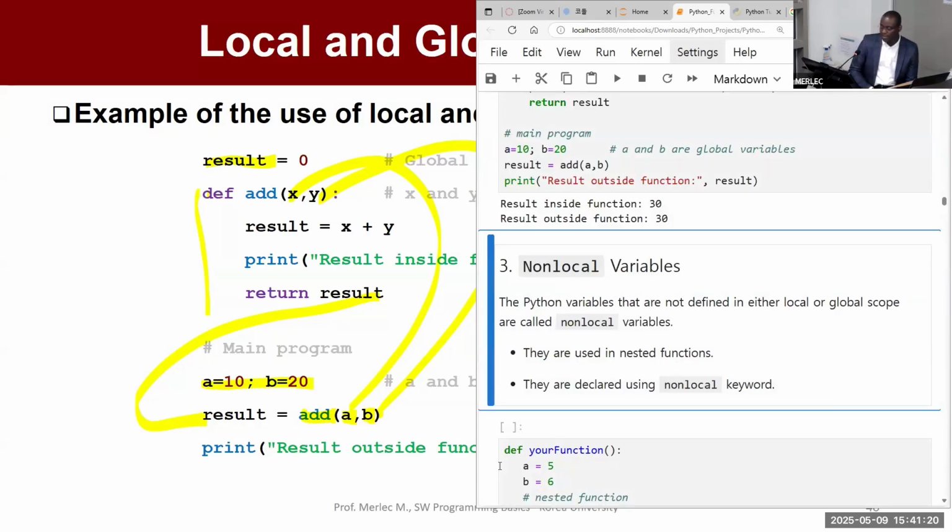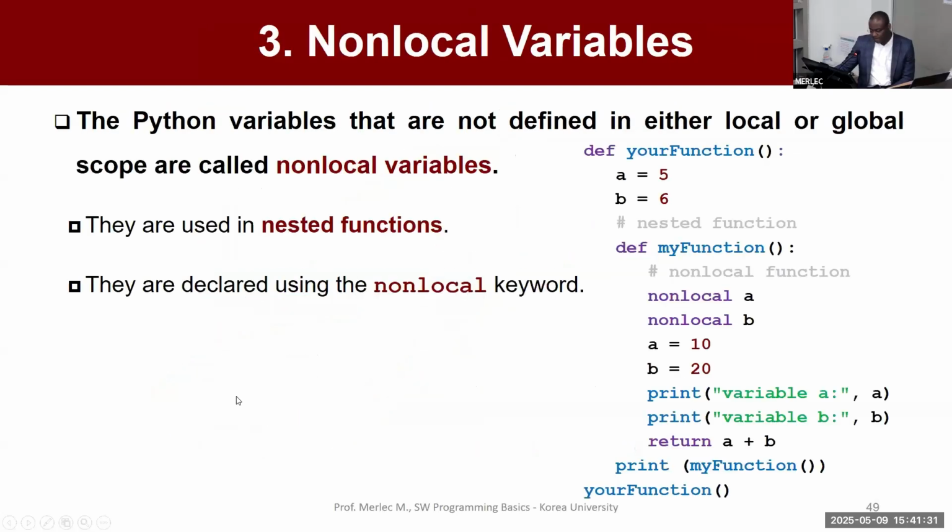I don't know if you have noticed something like a non-value in the previous example. So this will lead to the non-local type of variable. Non-local variables in Python are not defined in the local or global space. They are called non-local variables, and they are used inside nested functions because they are declared using the nonlocal keyword. Like in this example, we have your function, which is a function which is defined.